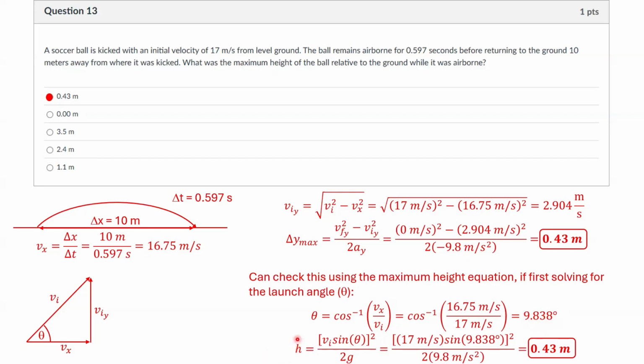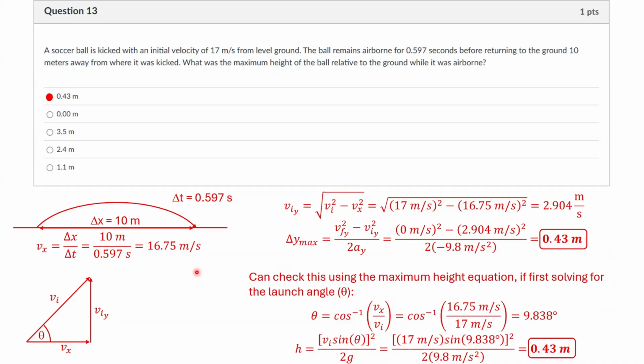Okay, the height equation tells us that for a given launch velocity and given launch angle, the maximum height attained should equal whatever this operation gives us. So initial velocity of 17 meters per second multiplied by the sine of 9.38 degrees. Take that result and square it, divide it by 2 times 9.8 meters per second squared, and you will indeed get 0.43 meters. This is good. Two different ways to solve the same problem give us the same answer. That must be the correct answer. All right, so that's a solution to every question on your first exam.